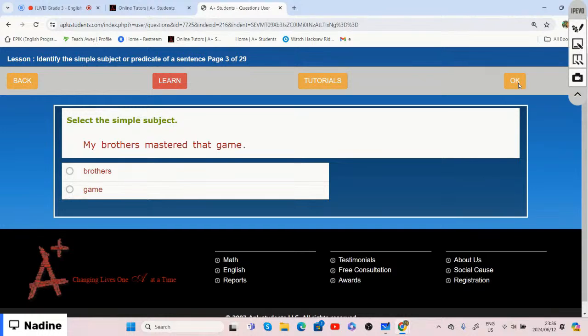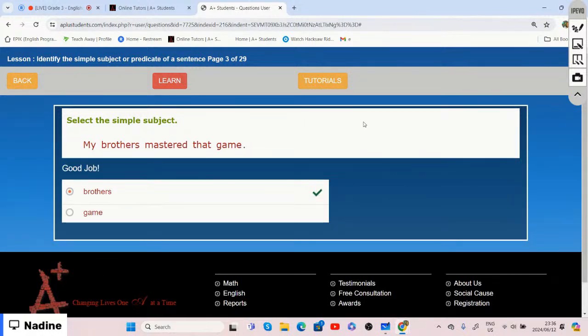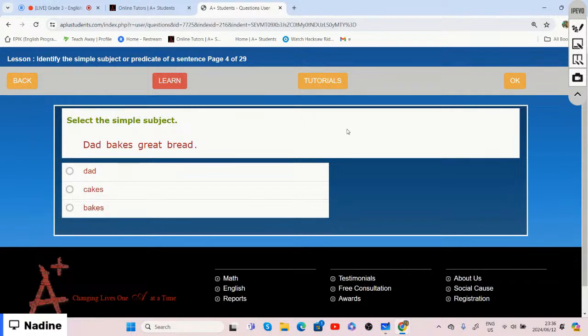All right, and if we were to select our simple subject within that sentence, then yes, we would say brothers, because if we were to answer who, we can say it is the brothers that did the action. So well done. Brothers is correct.